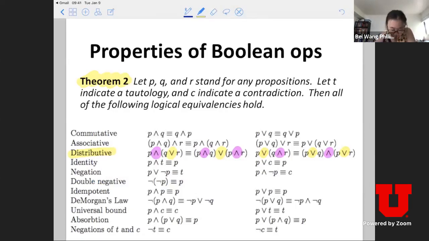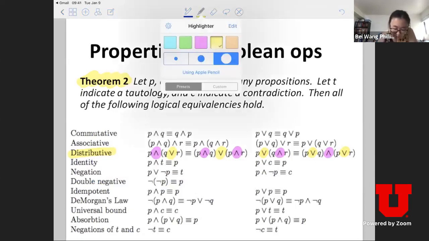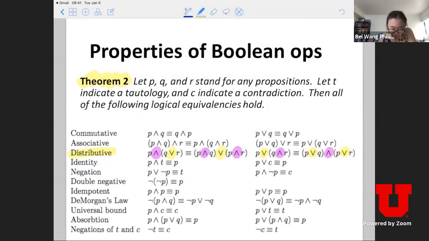The next thing is called identity, which means you can treat the tautology T as essentially an identity variable. So P and T is always P, so the truth table of P and T only depends on P. Now, if P or C, which is a contradiction, again, the truth table is always related to P. So P or C is logically equivalent to P itself.